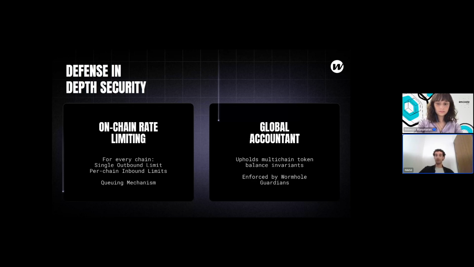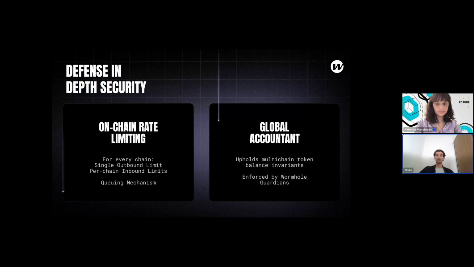Wormhole contributors have a lot of experience working with security features such as rate limits. It's part of other protocols that we've built. And so if you set rate limits, we know that you need to prepare for the user experience of being rate limited. So NTT also has this queuing mechanism so that users who get rate limited can still have confidence that their transfer is going to go through after more capacity opens up again.